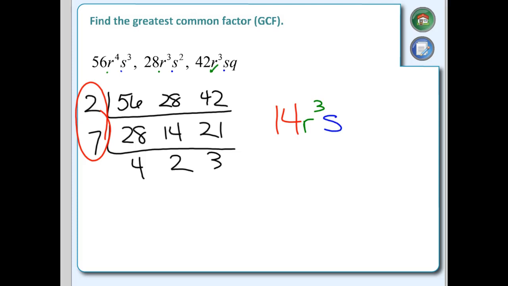Now, let's look at q. Q's only in this last term. And remember, for me to find the GCF, it's got to be common to everyone. So this is one time that Q's not going to come along for the ride. And my GCF of these 3 terms then, okay, is 14r cubed s. Great job.